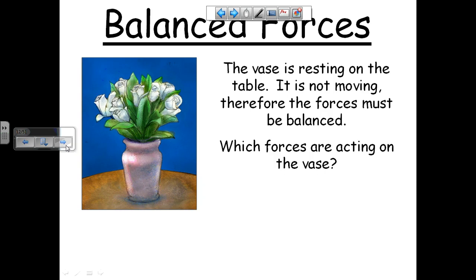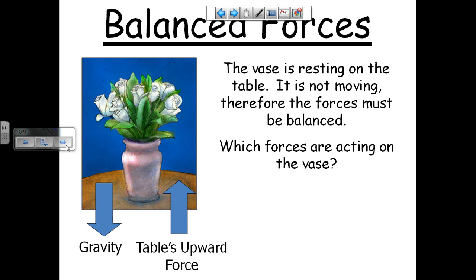Let's look at another example of balanced forces. The vase is resting on the table. It is not moving. Therefore the forces must be balanced. Which forces are acting on the vase? Take a few seconds. If you predicted gravity is a force that is acting on the vase, you are correct. Gravity, of course, is pulling the vase down, and then you've got the upward force of the table that is pushing, keeping or holding the vase up.